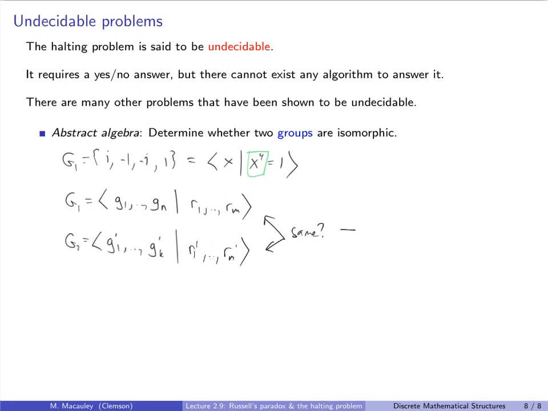And the symbol for this is this isomorphic symbol. So given two abstract groups like this with finitely many generators and finitely many relations, do they have the same structure? That question is undecidable. For many classes of groups, we can answer it. But in general, if we could answer that question, we could actually solve the halting problem. And that's how it was proven.